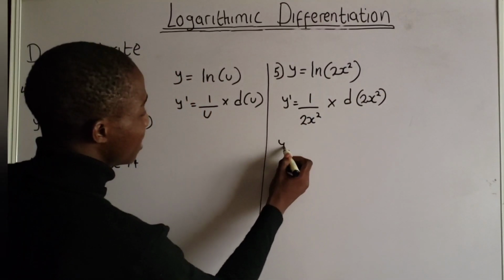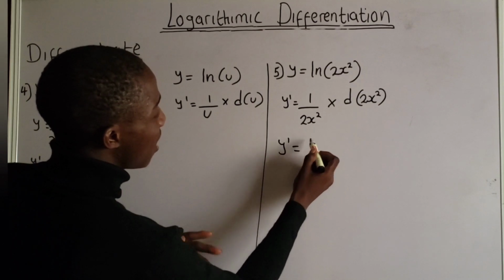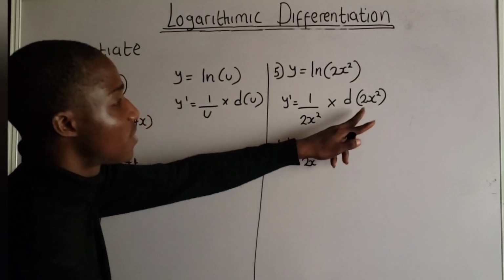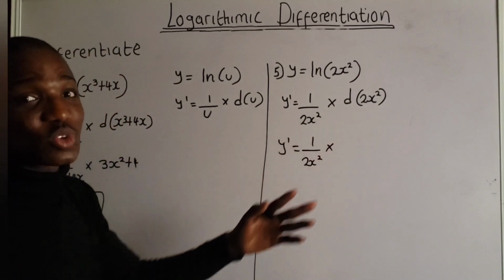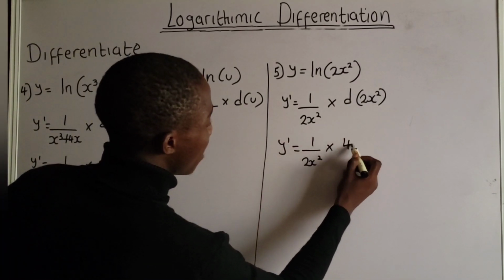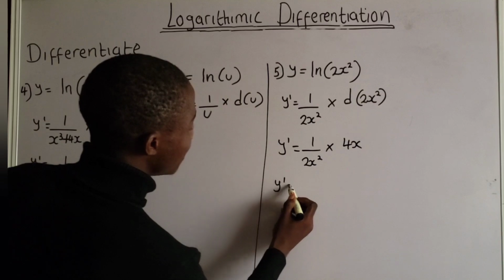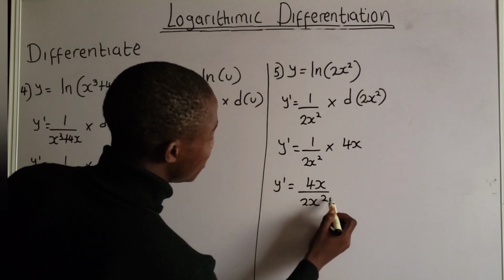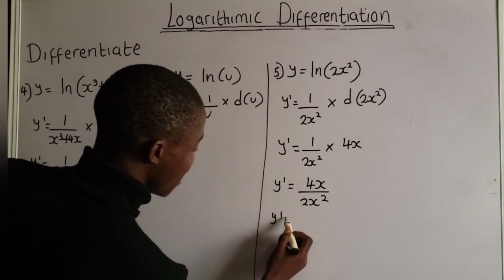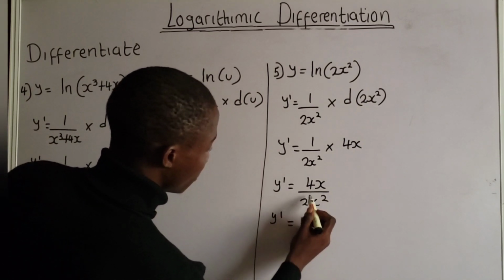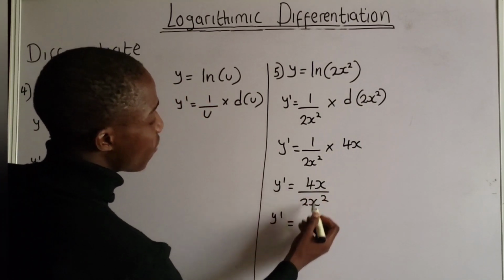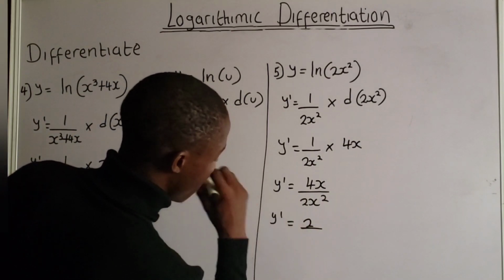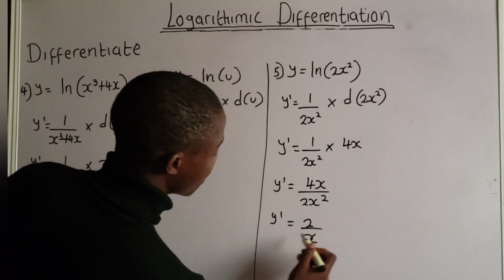Okay, let's proceed. Derivative of y equals 1 over 2x squared multiplied by, if you differentiate 2x squared, you are going to get 4x. So I'm going to put 4x. Derivative of y equals 4x all over 2x squared. You can reduce this. Derivative of y equals, if you divide 4 by 2, I'm going to have 2 all over x. You understand?